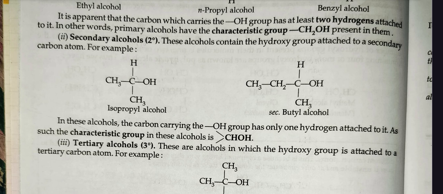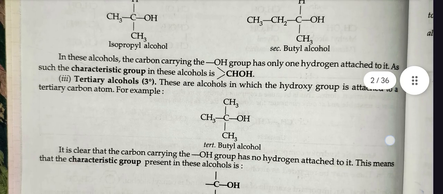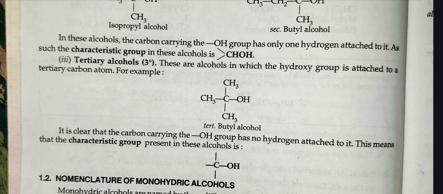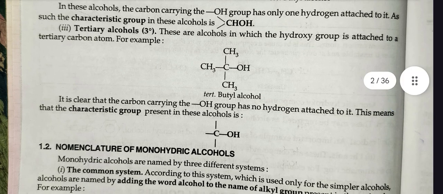Third, tertiary alcohol. These are the alcohols in which the hydroxy group is attached to a tertiary carbon atom. For example, tertiary butyl alcohol. It is clear that the carbon carrying the OH group has no hydrogen attached to it. This means that the characteristic group present in these alcohols is COH.